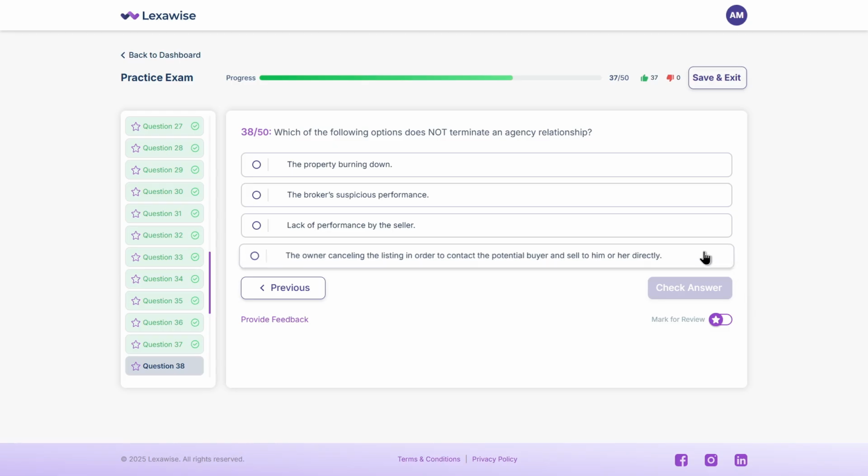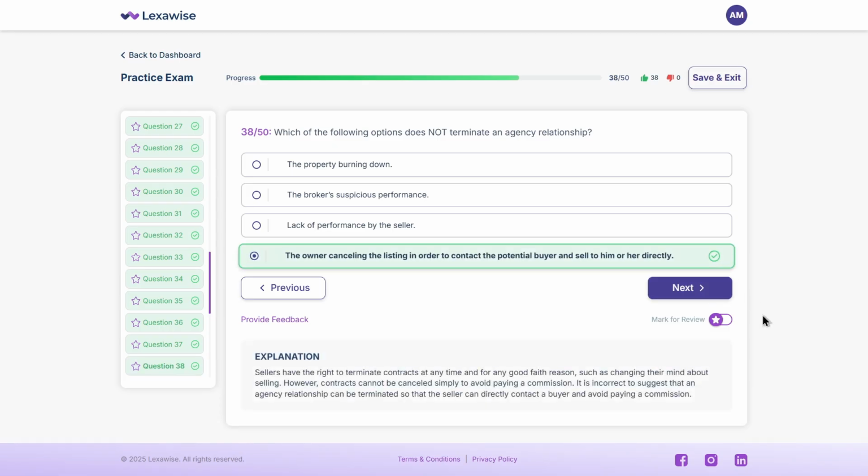The correct answer is D, the owner canceling the listing in order to contact the potential buyer and sell to him or her directly. A seller can't terminate an agency just to avoid paying a commission. The relationship still exists until properly concluded or expired.